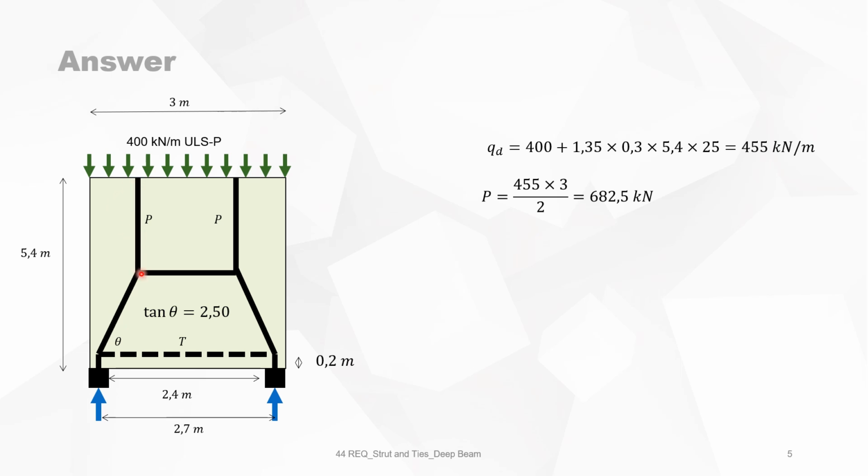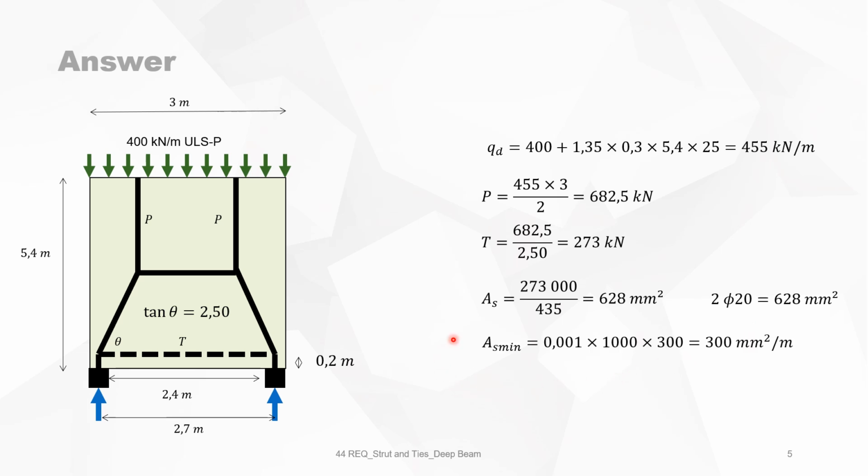The total load P is then the load per meter times 1.5, because this is coming to P, and it's 682.5 kilonewton. And then the tension is P divided by the tangens theta, but with a minimum of 2.5, so that's why we use 2.5, and it's 273 kilonewton. The reinforcement is then the total tension divided by the yield stress of the reinforcement, and it gives you 628 square millimeters. And this is 2 diameters 20.